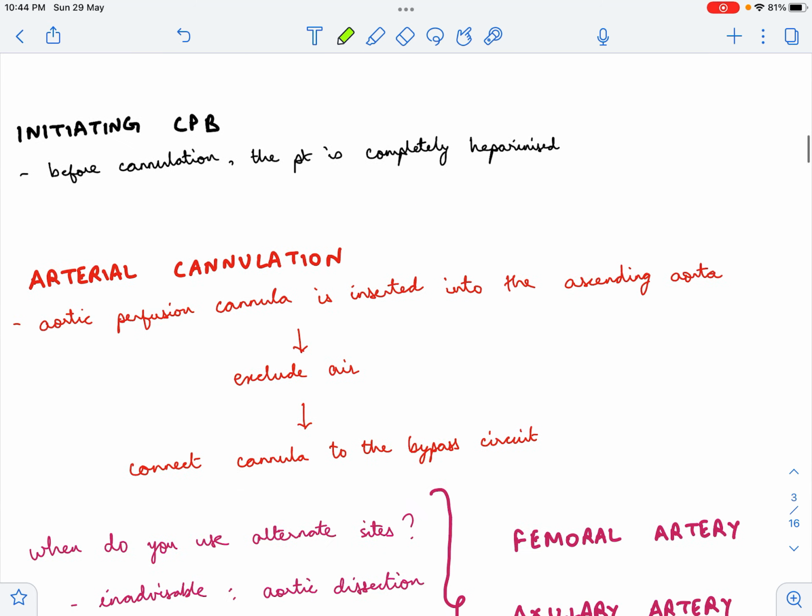But very important, before you cannulate the patient, you have to completely heparinize the patient. So now heparin is an anticoagulant. So when you completely heparinize the patient, no blood clots are being formed. This is very, very essential because after all, you're going to use a CPB machine, which is a non-physiologic surface. So you will not want clots.